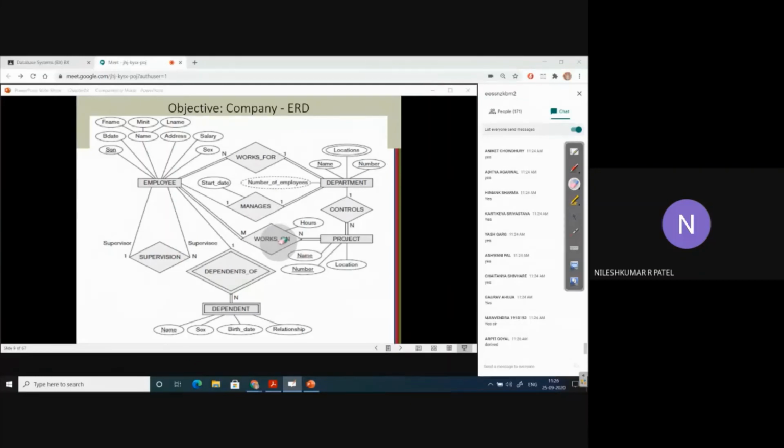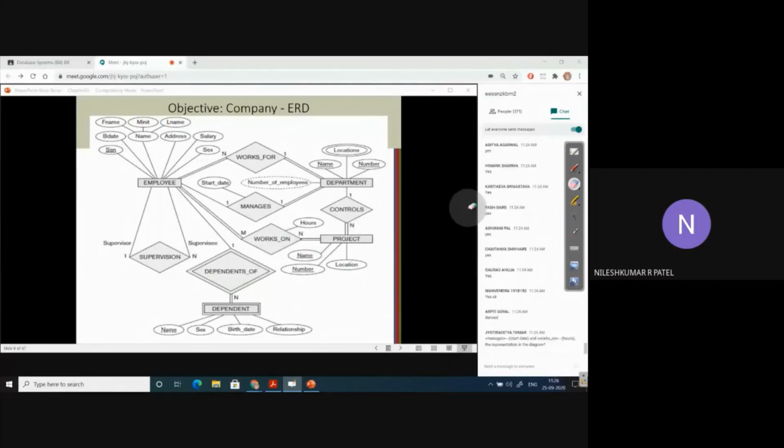No, I have already explained derived actually. Yes, so you are right, Jyotiraditya. Actually, as you can see, Jyotiraditya's message: manages start date and works on hours. As I explained, we represent an attribute by an oval, and we connect these ovals with the entity type like this, and in a special case we connect this oval with a composite attribute like this.